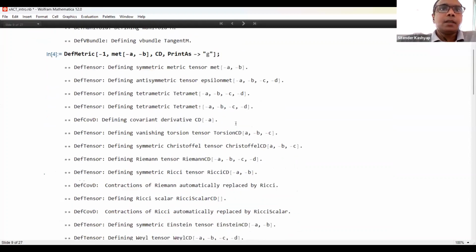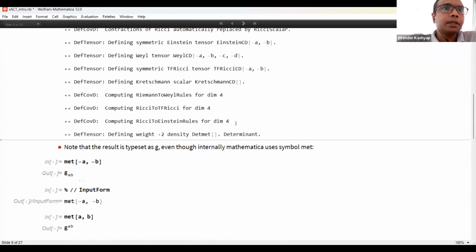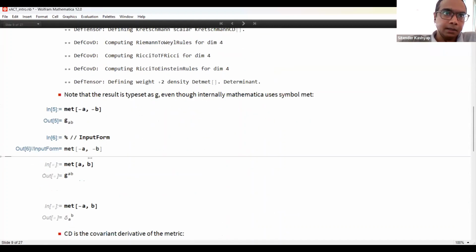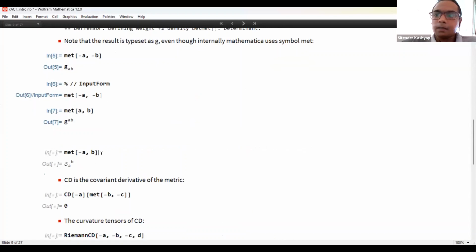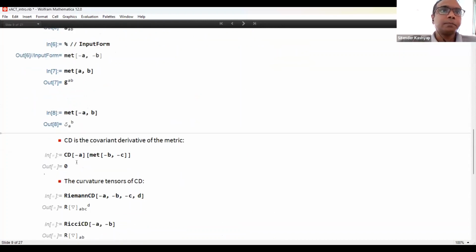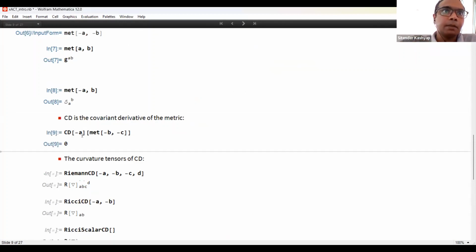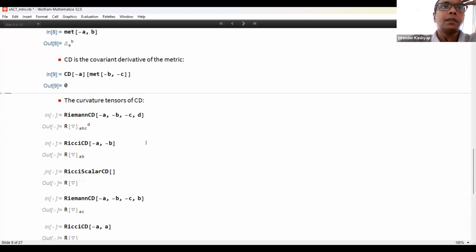Let's proceed. So we define the metric, lower, and see how Mathematica sees it. This is the way Mathematica deals with it and the way it shows it to us. Similarly, the metric with indices AB is GAB, and the metric with indices minus AB is essentially the canonical delta. Now, we know that the metric has its covariant derivative equal to 0. So this is what happens if you apply it to the metric. This is as usual. Next, let's see how to enter the Riemann curvature.